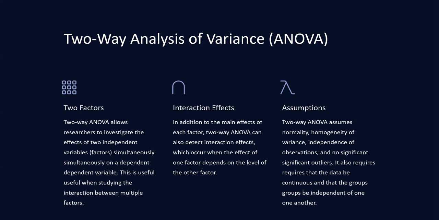In addition to the main effect of each factor, the two-way ANOVA can also detect the interaction effect. So here you need to keep in mind that for one-way analysis you need not know whether it is an independent variable or a dependent variable. But in two-way ANOVA you need to understand what the independent variables are and what the dependent variable is.